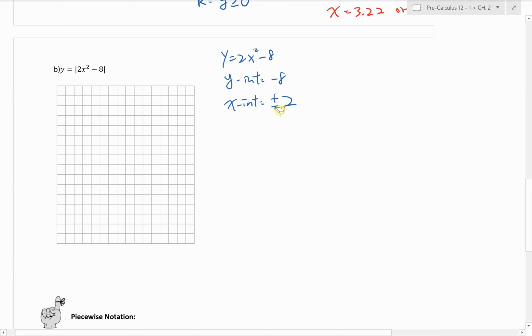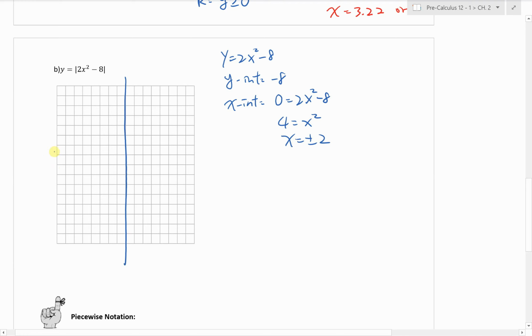Okay, you know what, I'll do it. So 0 equal to 2x squared minus 8. So move 8 over, divided by 2, you get 4 equal to x squared. Therefore, x equal to plus minus 2. So we are going to draw this graph right here.